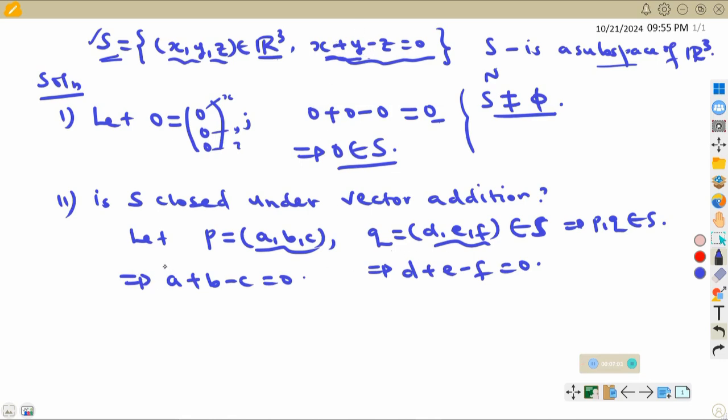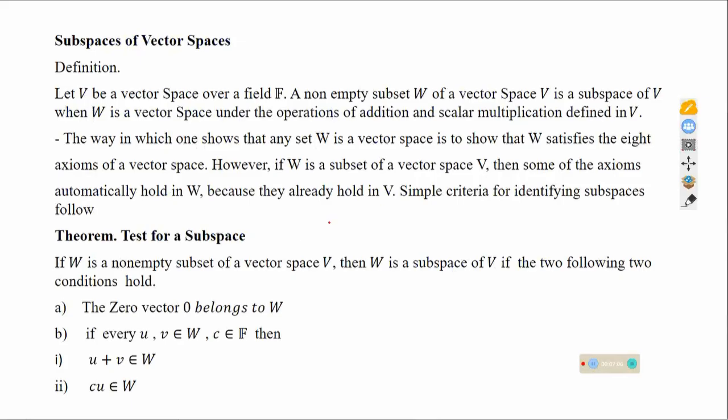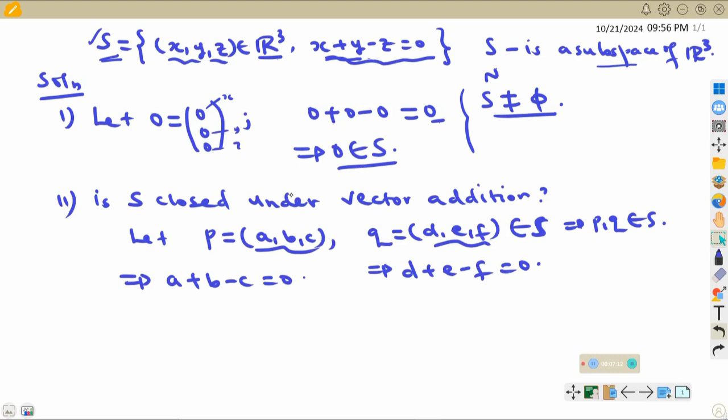So now, what is our interest? Looking at what we need here, we need to show that u plus v is also an element of W. So we need to show that P plus Q is also an element of S. According to that, to show that S is closed under vector addition, we need to show that P plus Q is an element of S. This is what we basically want to show.